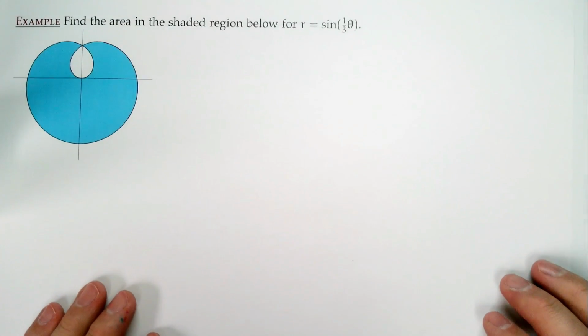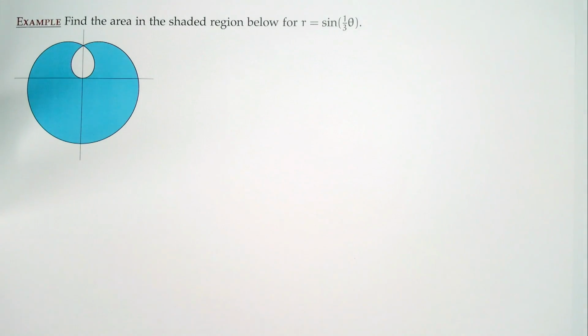And one more. Don't worry, you'll probably get more chances. After all, we do have that exam coming up in the near future. Find the area in the shaded region below for r equals sine of 1/3 theta.